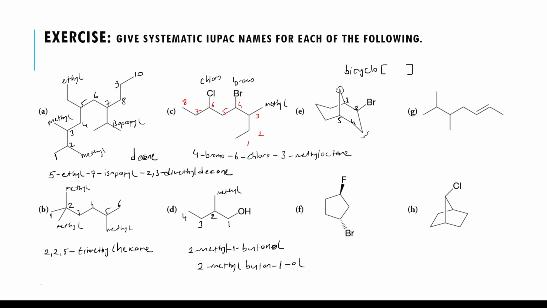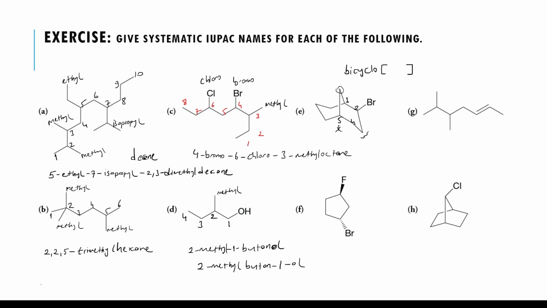On the other side, we have 1, 2, 3, 4, 5 also. So they have equal numbers of carbons in the cyclic parts. But I prefer the right side because the right side has a substituent at the second position. And you may also ask why you didn't start from here as 1, because I want to give the lowest number possible to the first branching.